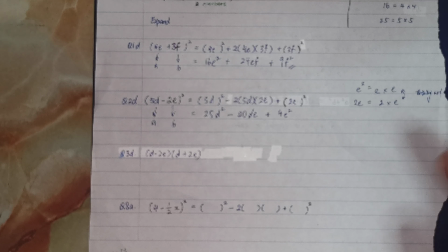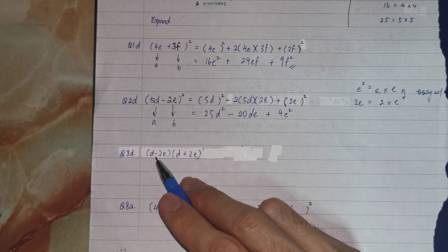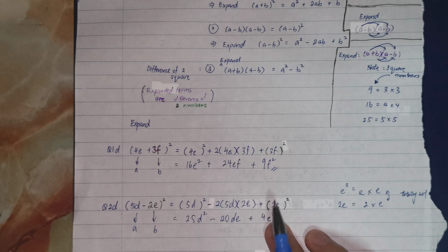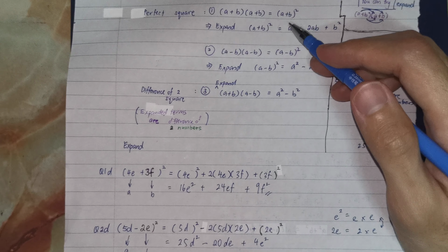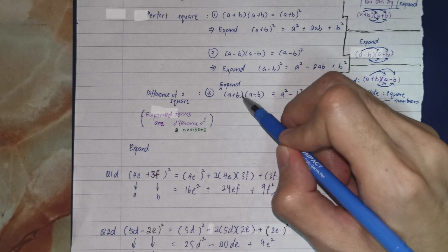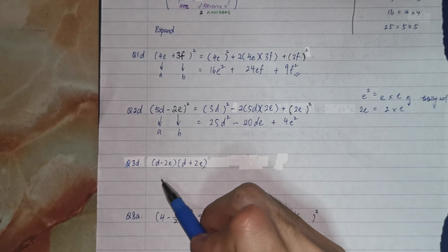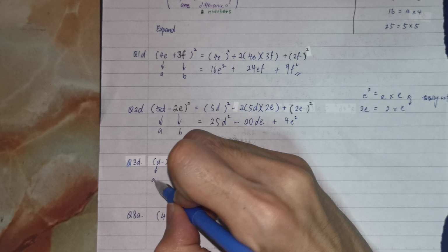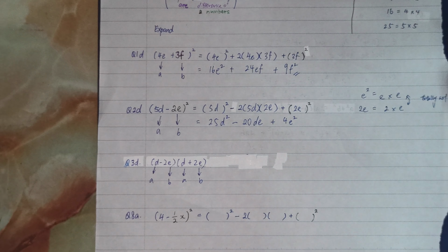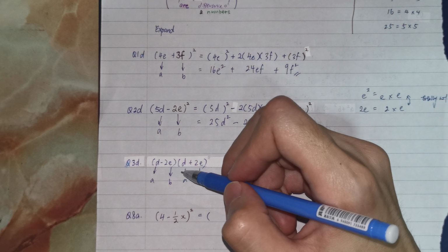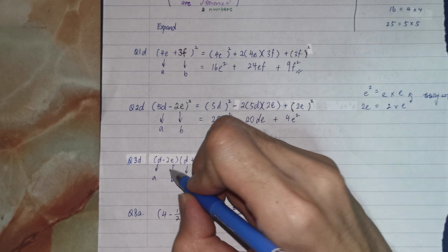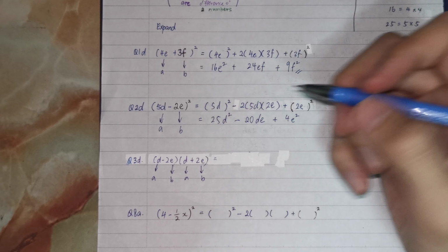Let's look at the next question. So the next question is (d minus 2e) times (d plus 2e). So let's check which one it belongs to. Oh, it's the last one, because one is a plus, one is a minus, and a and b can be seen over here. So this one is a, this one is b. Normally, we use the first one as the a and the last one as the b. If you want to swap it around, it's also the same thing. Doesn't matter, as long as you arrange in this order.